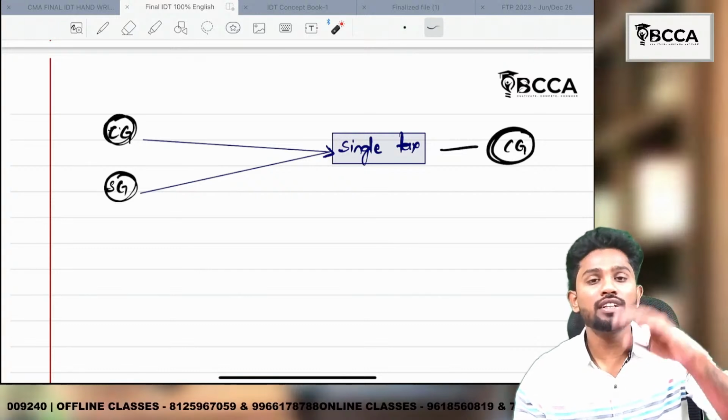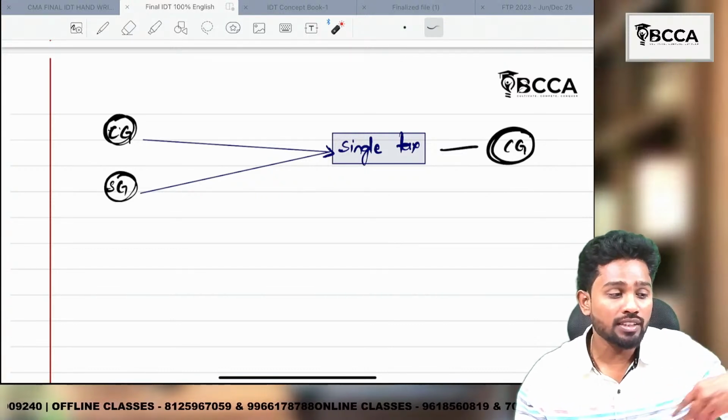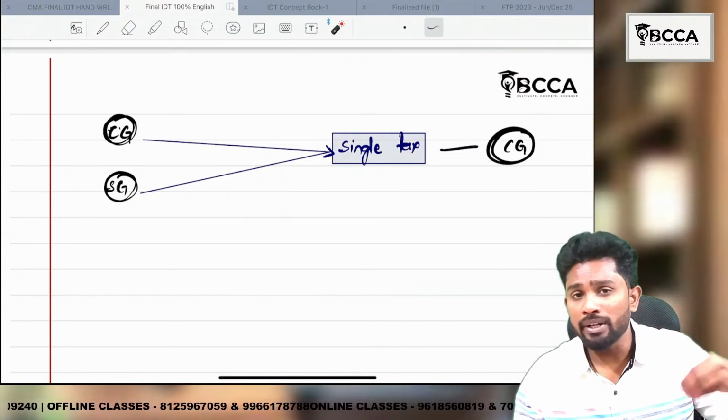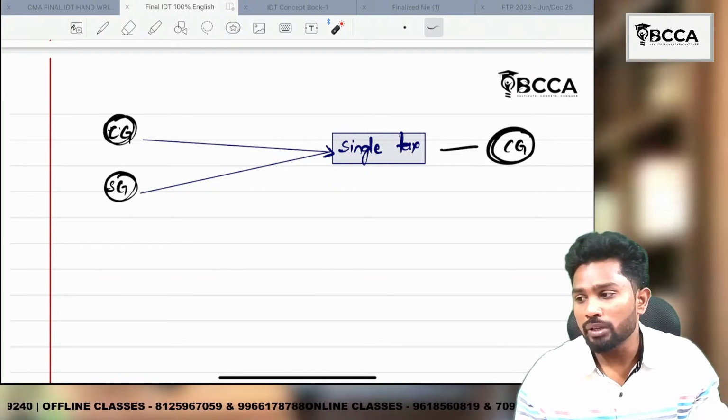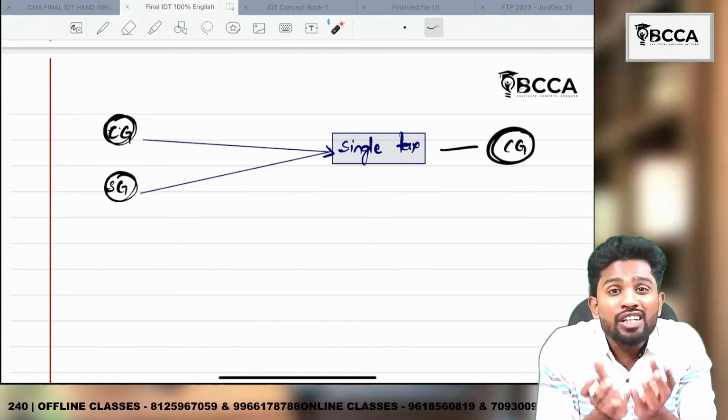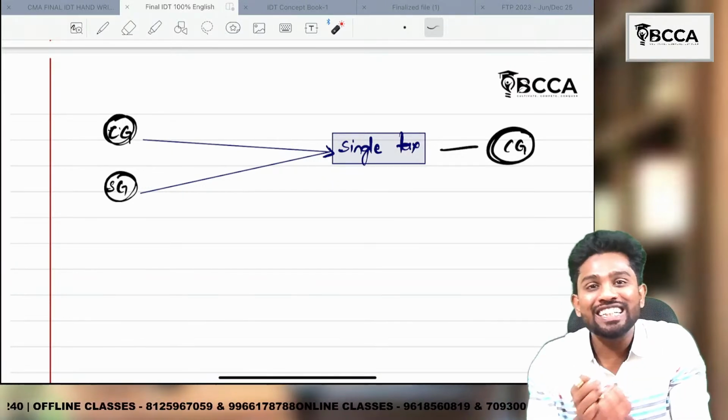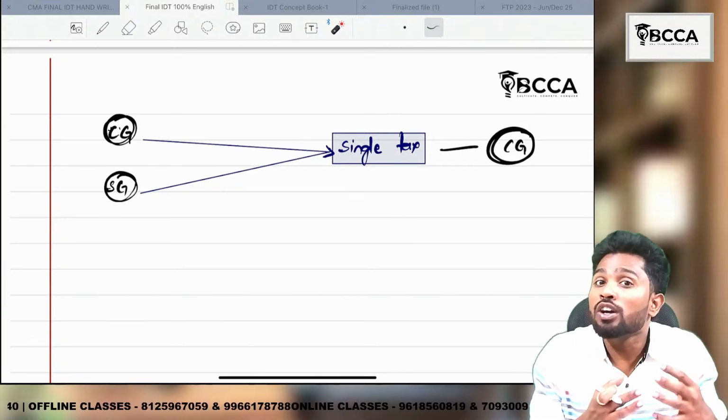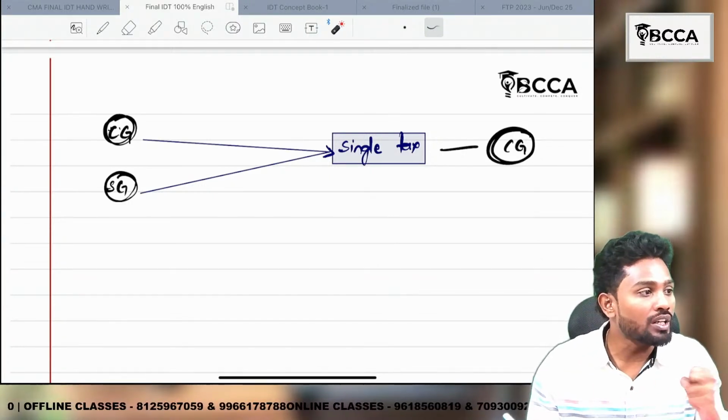If you bring a single tax, and the administration and implementation of such a single tax is with the central government, it means the states will lose their independent status. They lose their autonomy. So that's why states are not ready for this.